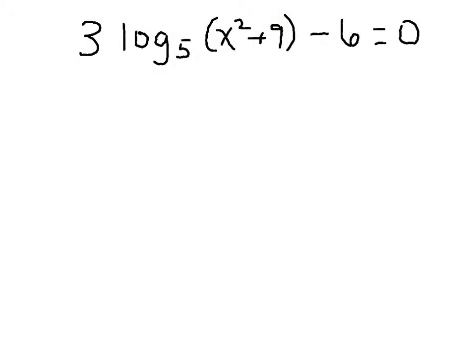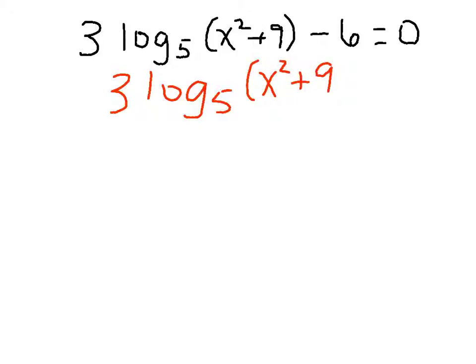This last example just starts with a whole bunch of stuff on the left-hand side and a plain 0 on the right-hand side. So I'm going to work on getting the log by itself because I can't undo the log until it's by itself on one side of the equation. So first I'm going to add 6 to both sides, so I'll have 3 times the log base 5 of x squared plus 9. When I add 6 to both sides, that's going to give me equals 6.